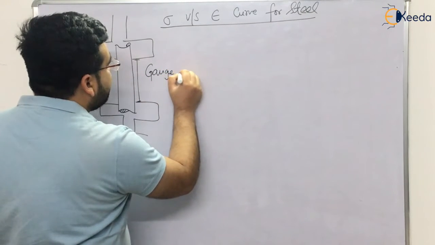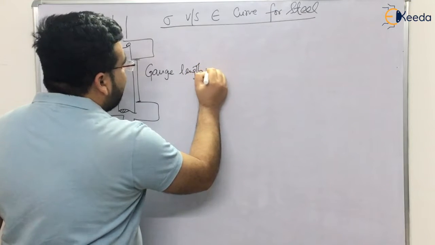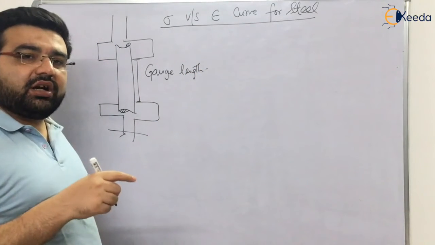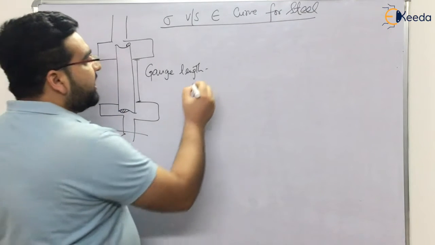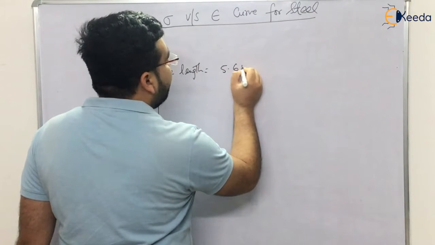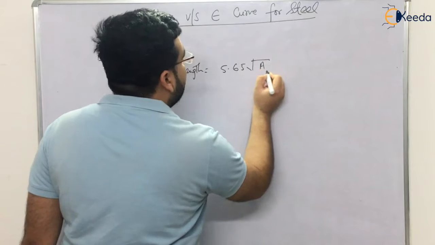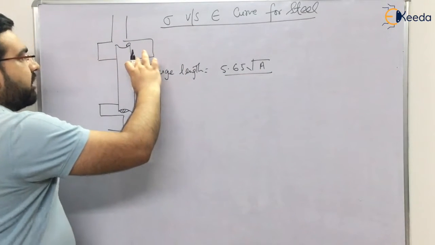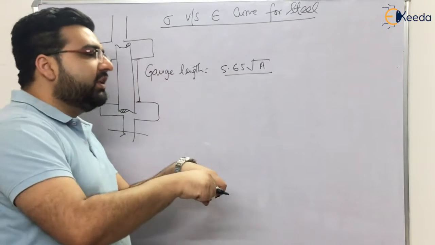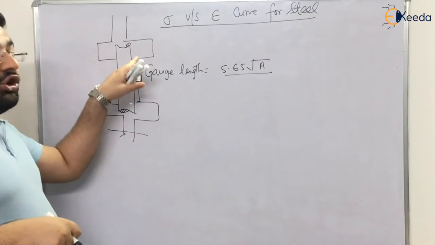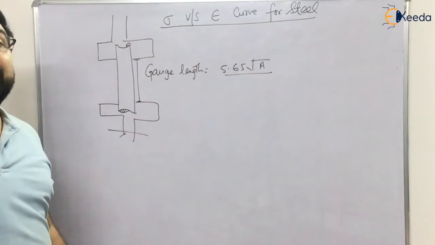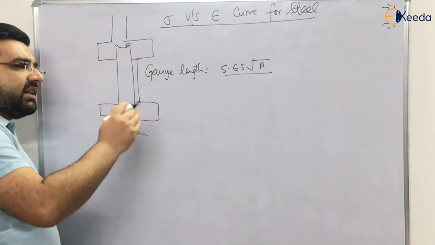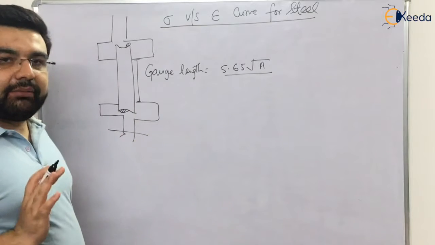Gauge length. And what is the formula for gauge length? You must have studied this in your steel structures: it is equal to 5.65 under root A, where A is the area of cross section. That is how you determine the gauge length. Now you have got the gauge length, you have held the bar with the jaws of the universal testing machine, and then you pull it. When you pull it, what will happen? Deformation will take place, and after some time the bar will break.